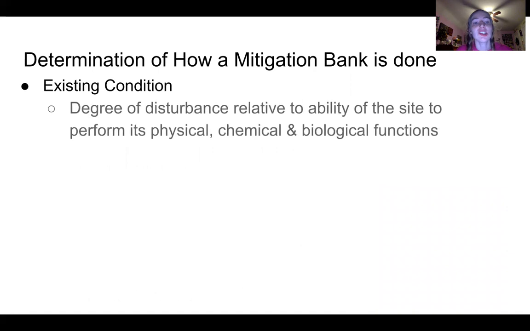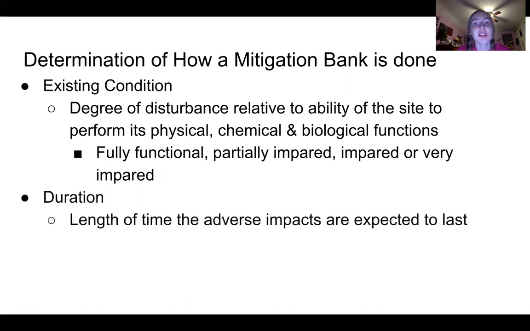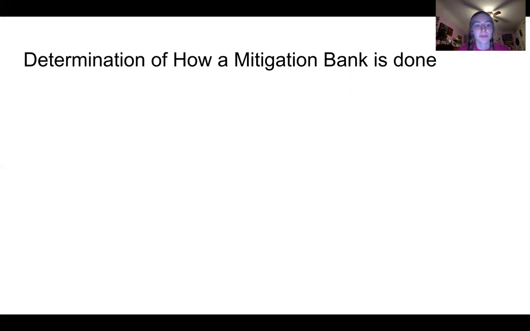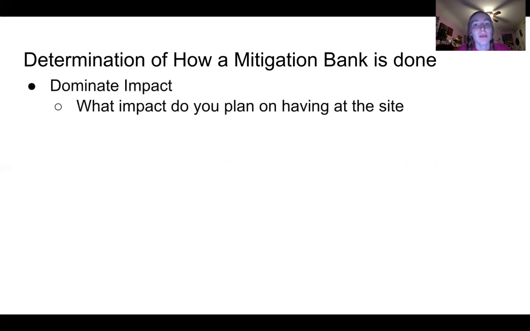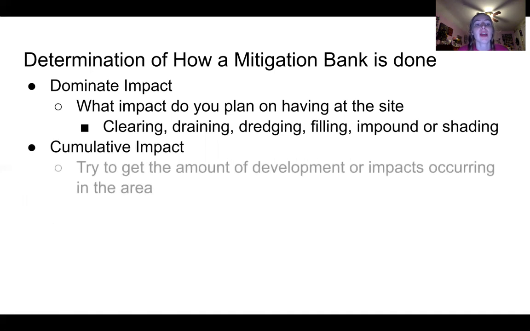You have existing conditions, so the degree of disturbance relative to the ability of the site to perform its physical, chemical, and biological functions. So how are you going to disturb it and to what degree? Is it going to be fully functional, partially impaired, impaired, or very impaired? The duration, which is the length of time that the impacts are expected to last. Dominant impact, which is what impact do you plan on having on the site? Are you going to clear it, drain it, dredge it, fill it, impound, or shade it? What are you going to do to the site? And then cumulative impact, which is you need to try and get the amount of development or impacts that are going to be occurring in the area and on that site during your restoration.